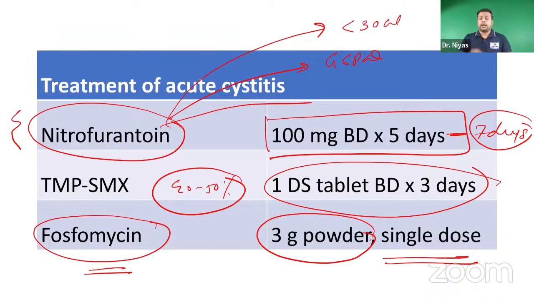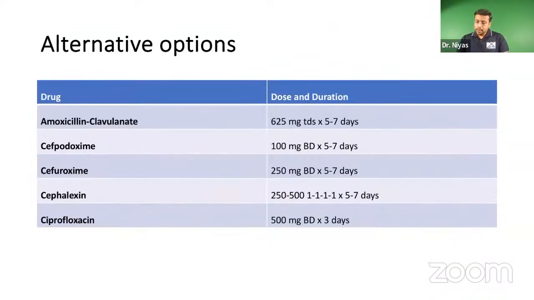But mind you, nitrofurantoin has very poor concentration in the blood. So it is a good drug for cystitis. But when you need good concentration in the blood as well as the renal tissue, it's a poor antibiotic. So it should not be used in patients who have pyelonephritis.